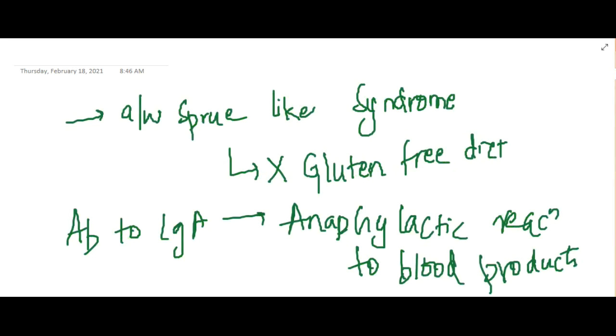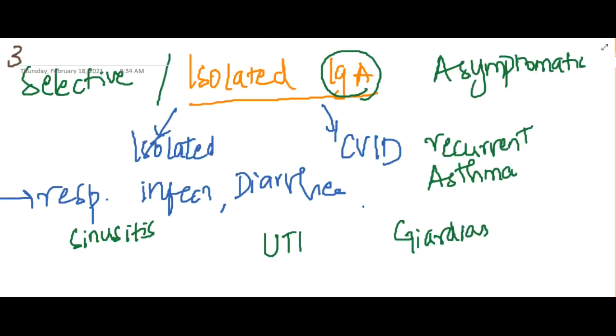Then the third disorder is selective IgA deficiency. Here there is a defect in only IgA. So these patients will mostly be asymptomatic. Sometimes they present with recurrent sinusitis, recurrent respiratory tract infections, urinary tract infections and diarrhea. Sometimes they present with recurrent asthma, and intestinal giardiasis is also seen.